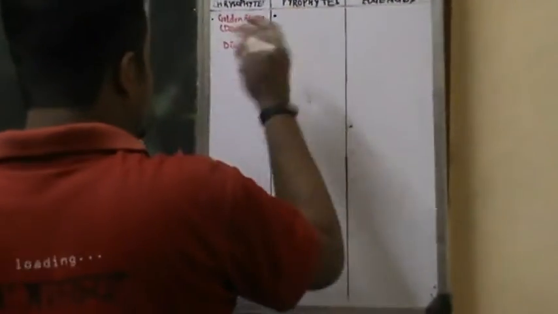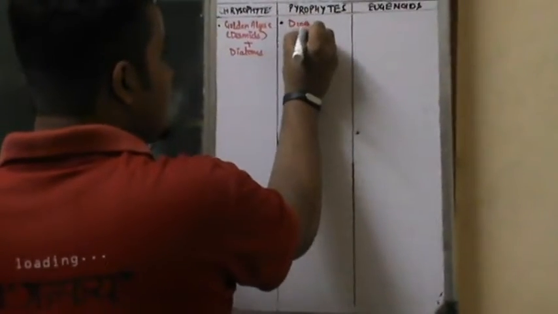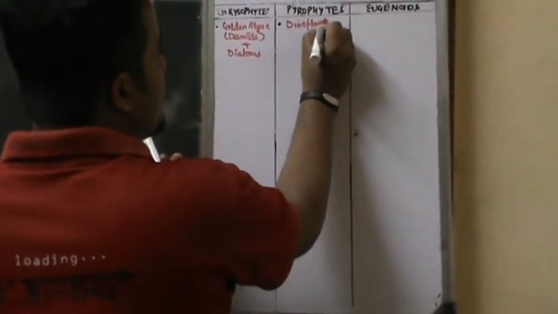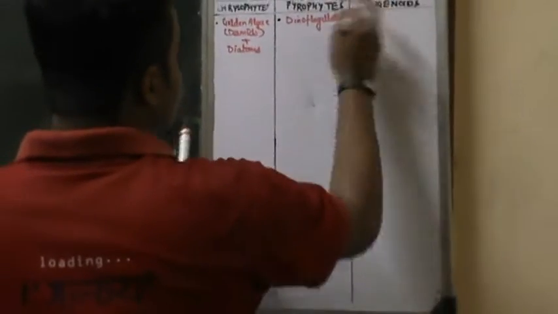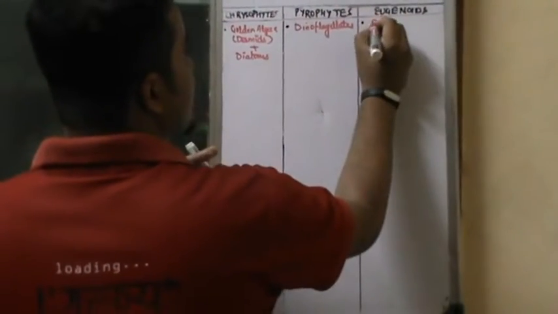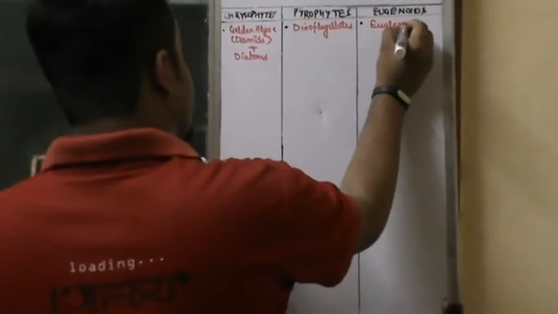Other than this, pyrophytes is a group which includes dinoflagellates, which is again very important. And euglenoids is a particular group which includes the group euglena. That is the very first point.